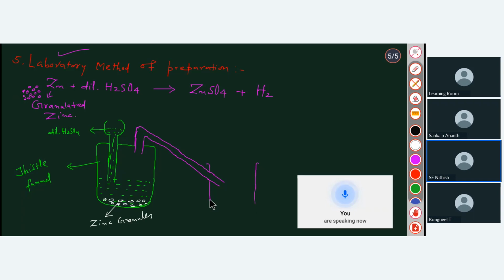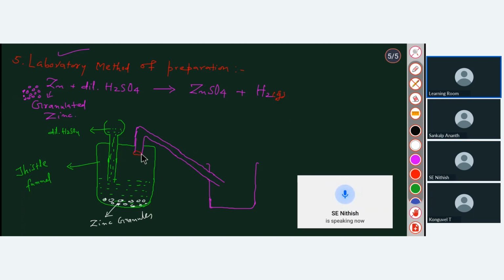But why is it closed like this? We can just take a normal beaker and put some zinc. Okay, I'll tell you. Because hydrogen is formed, it is a gas. If it is a normal open beaker, then the gas will just go into the air. We have to collect this hydrogen gas. How can we collect it? If it is closed, right?